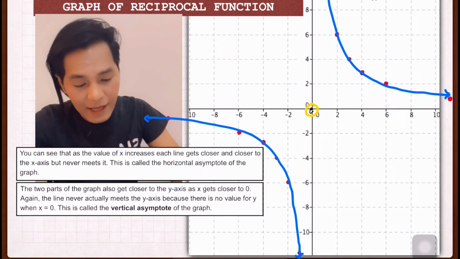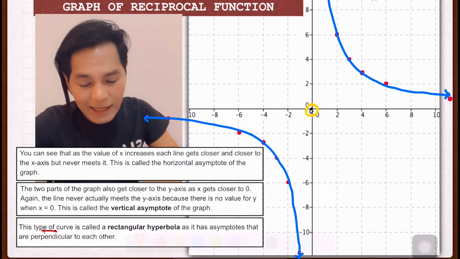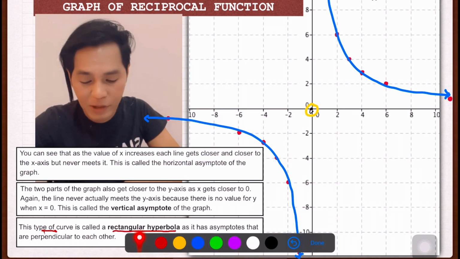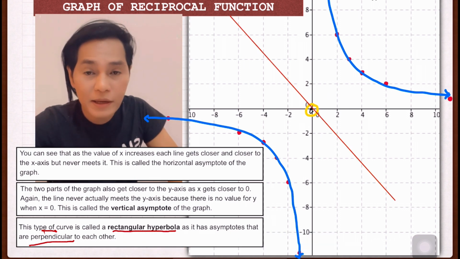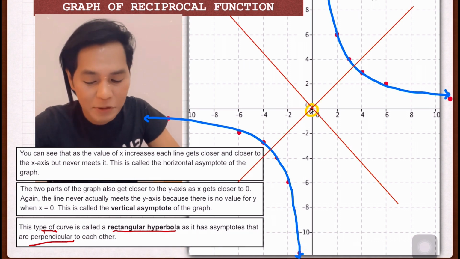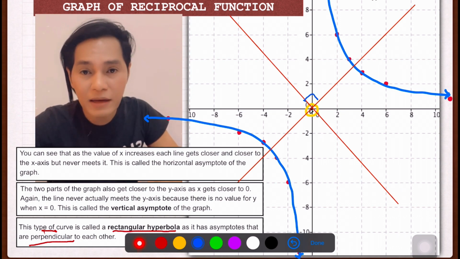Okay? And this type of curve is called a rectangular hyperbola, as it has asymptotes that are perpendicular to each other. So see, look at that. That is what we call perpendicular, when two lines meet at a right angle. So that's the reason why it is called a rectangular hyperbola.